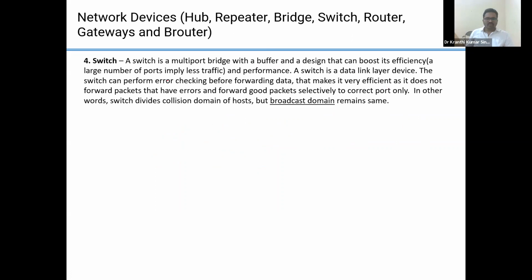So a large number of ports means less traffic and performance. A switch is a data link layer device. The switch can perform error checking before forwarding data. That makes it very efficient, and it does not forward packets that have errors, and forwards good packets selectively to the correct port only. In other words, the switch divides the collision domain of hosts.